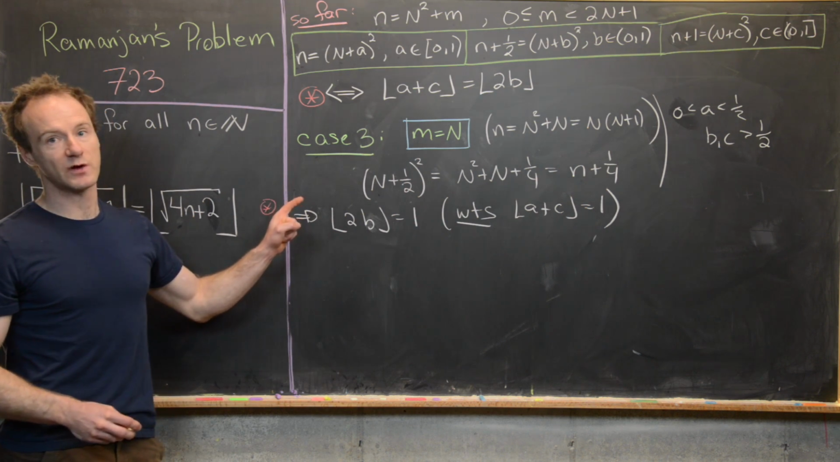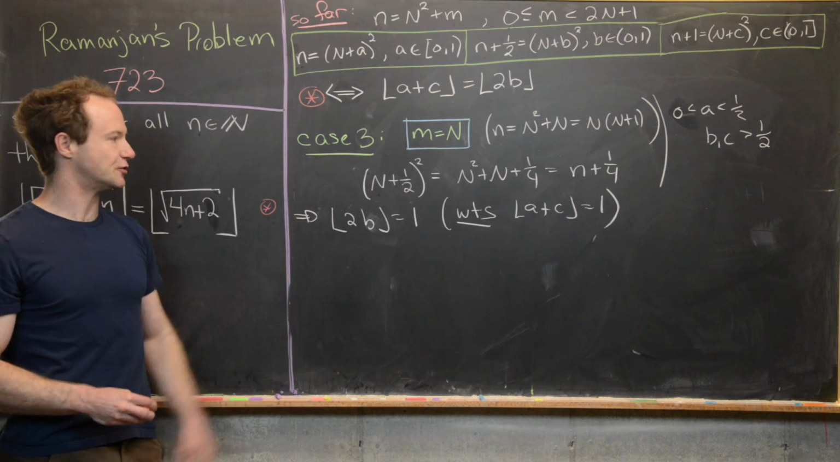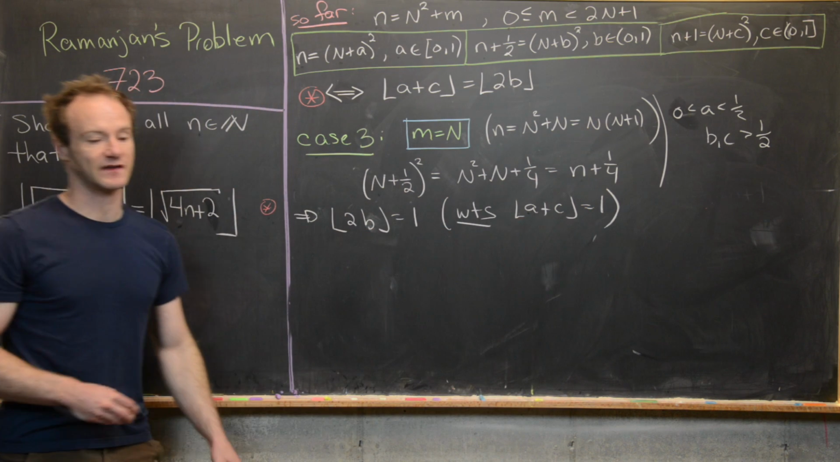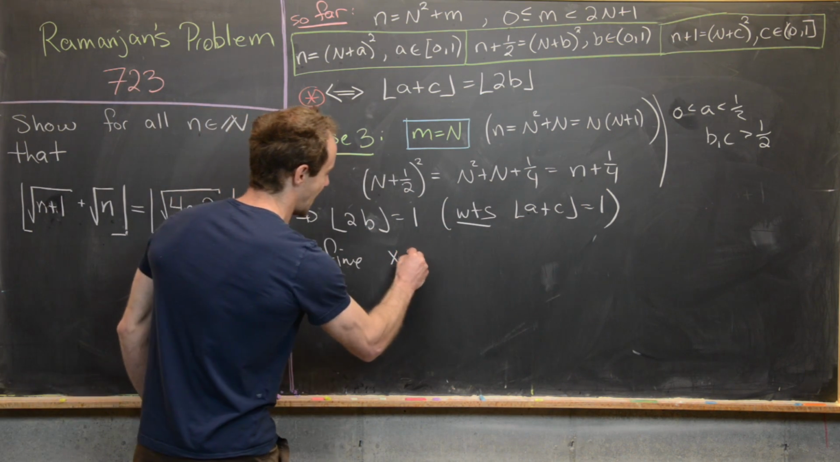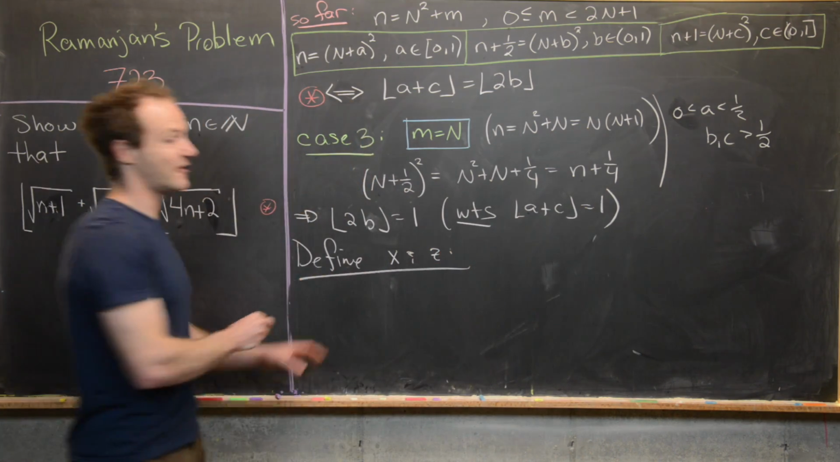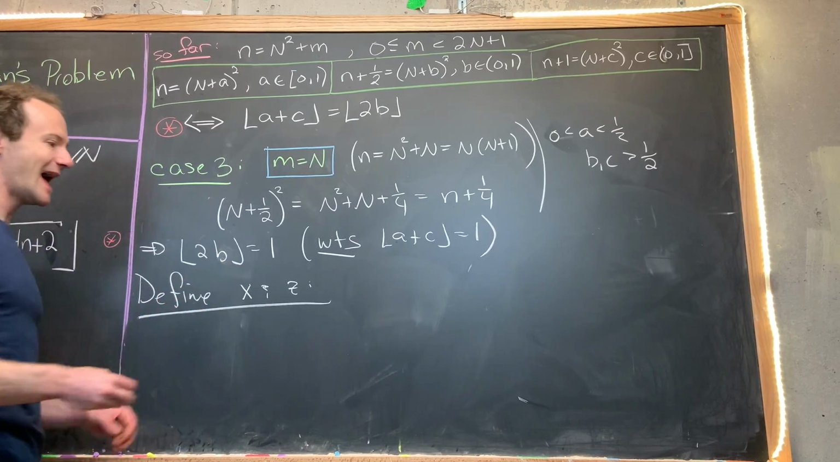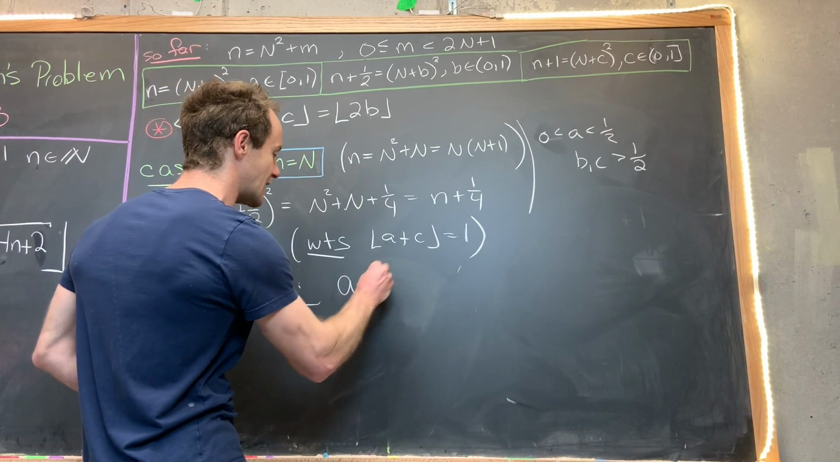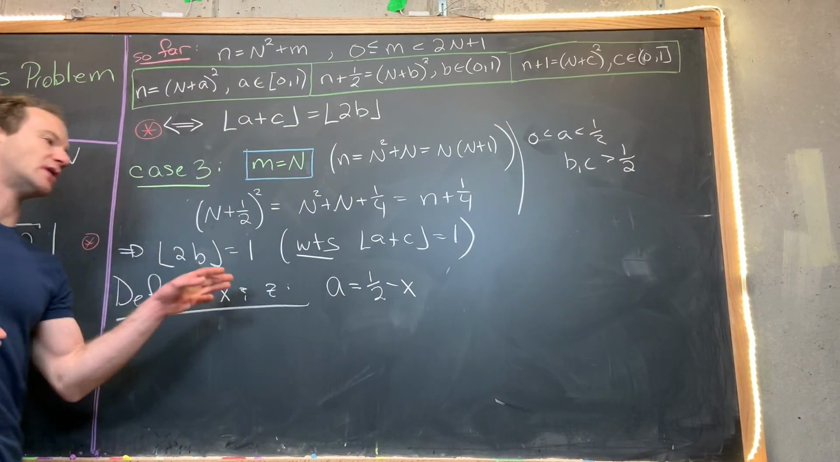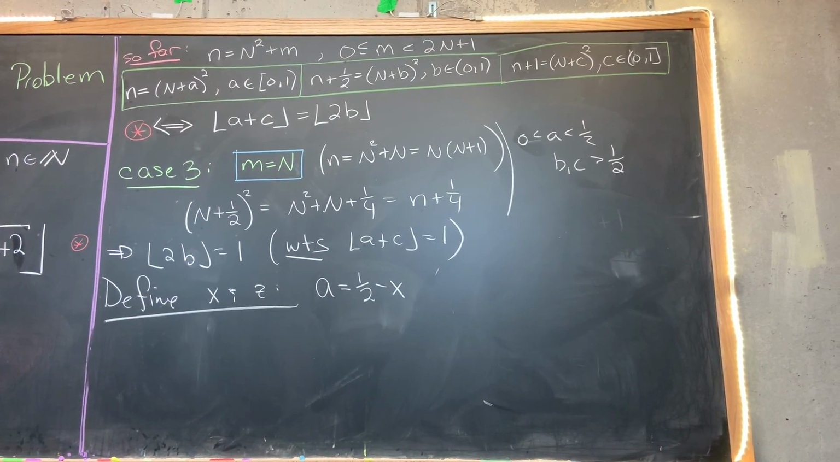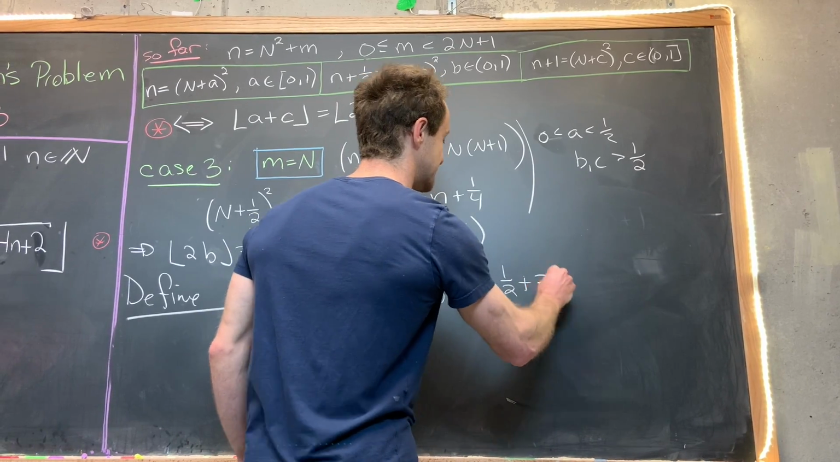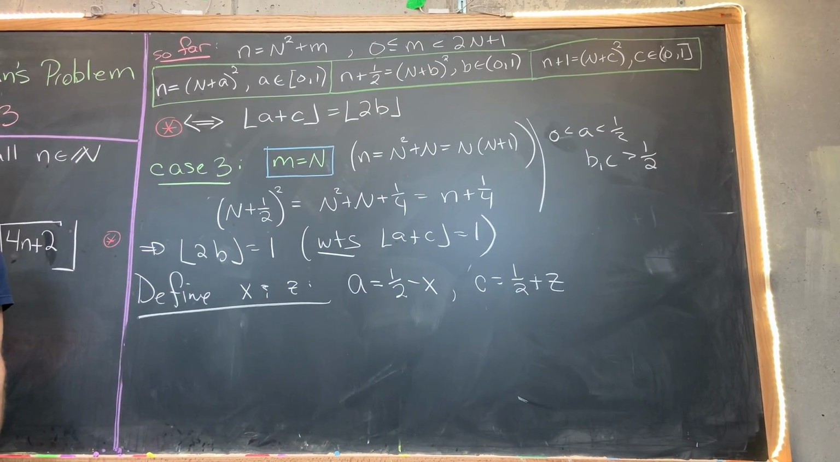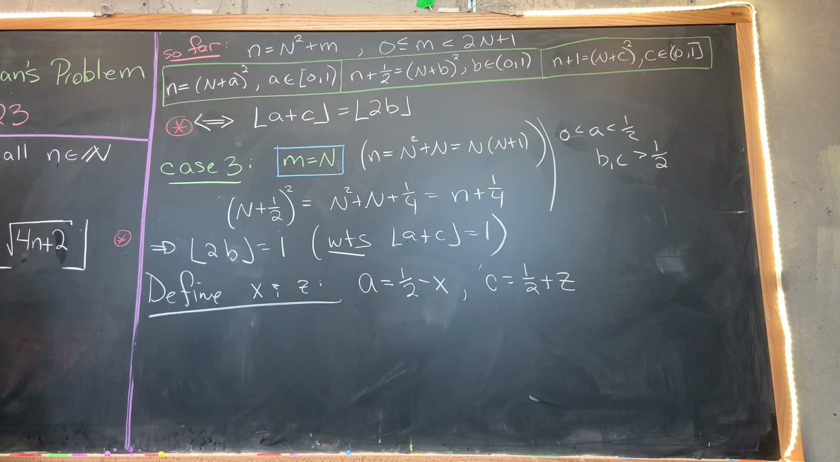Okay, so now what we want to do is define two new numbers, which will be useful towards proving this. And those numbers are x and z. So let's define x and z by the following equations. So x is defined by the equation a equals 1/2 minus x. So obviously here x is the same thing as 1/2 minus a, but it'll be useful to write it like that. And then z is defined by c equals 1/2 plus z. So again, z is just c minus half, but again, it'll be useful to write it like that.